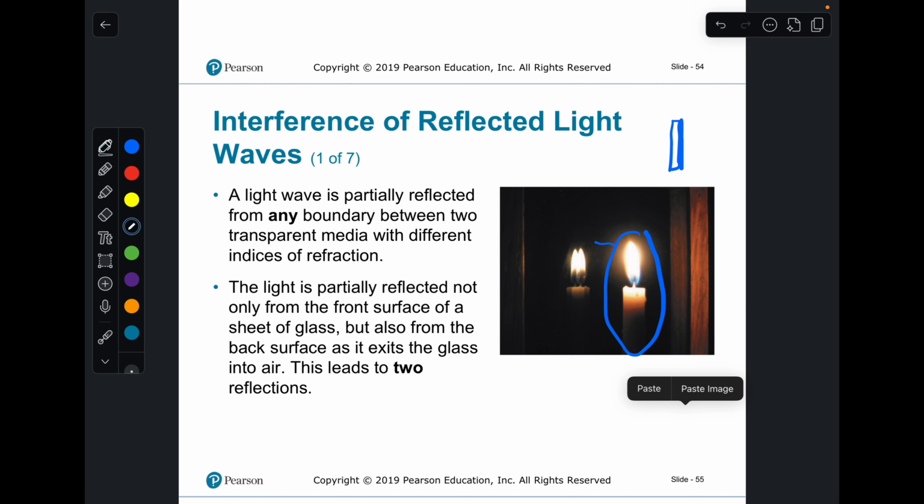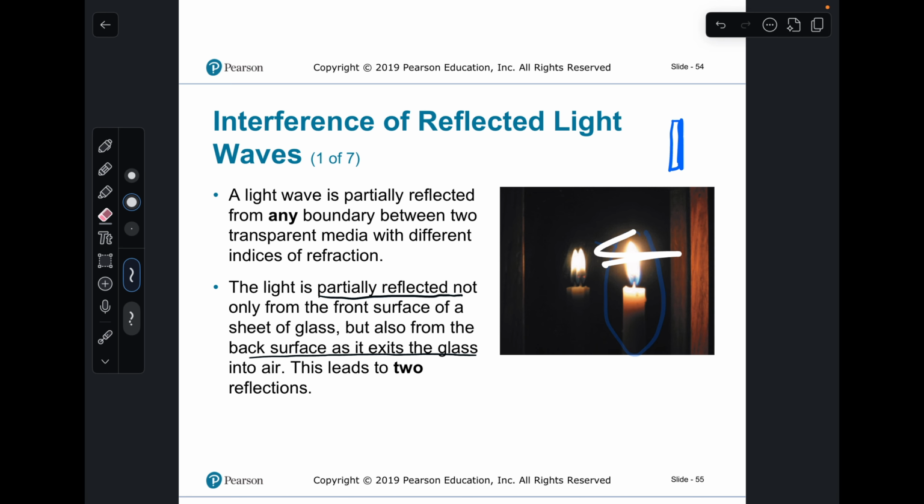So let's start from the beginning. We're going to describe what happens when light waves meet a boundary and the index of refraction changes. Part of the light is reflected, and then part of it is transmitted or refracted through the glass. And this is evident here in this picture.